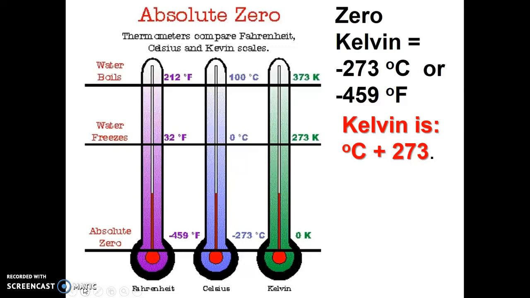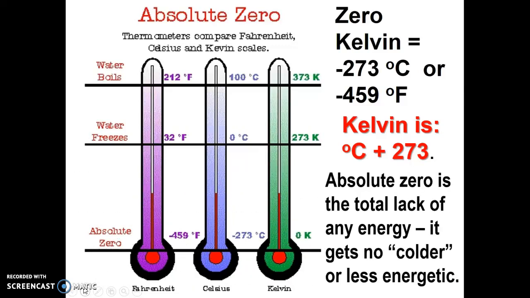So you can joke with your parents and tell them you are 310 hot, because your body temperature is 37 degrees Celsius. So absolute zero is the lack of energy. Up there you see Kelvin is degrees Celsius plus 273. Know that. Negative 273 is lack of energy. That's good to know because we've got some equations where we're going to use this.